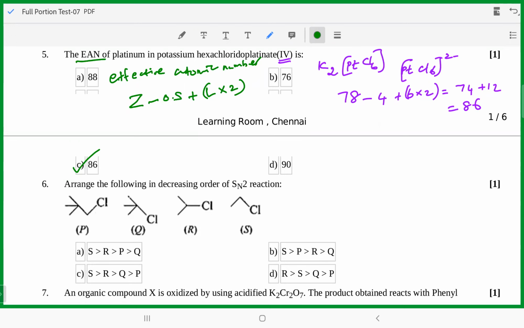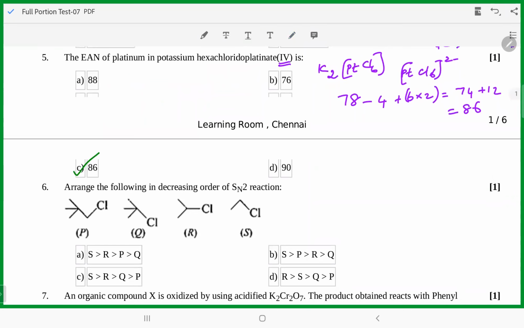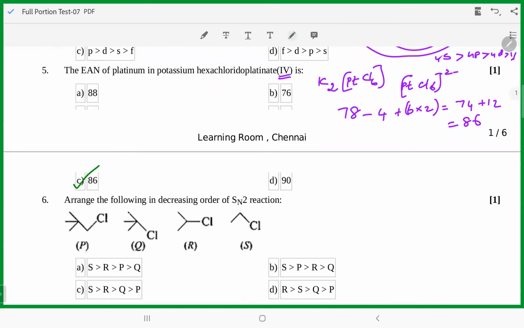Okay? Sir, we will not include potassium, sir? Potassium is a primary valency. It will indicate the 2- charge. Okay, sir. 2K plus goes. So primary valency, for us the secondary valency is what is important. So EAN is equal to atomic number minus oxidation state plus ligands into 2 electrons. Okay. Remember this.